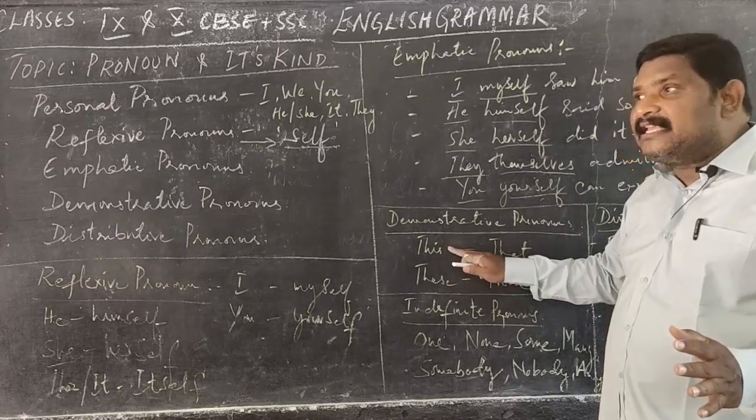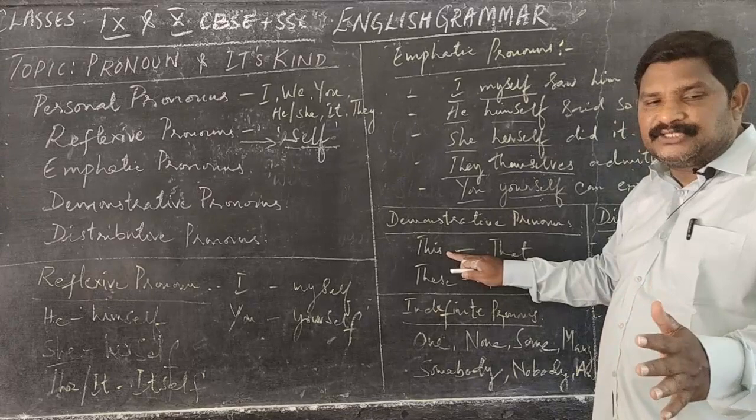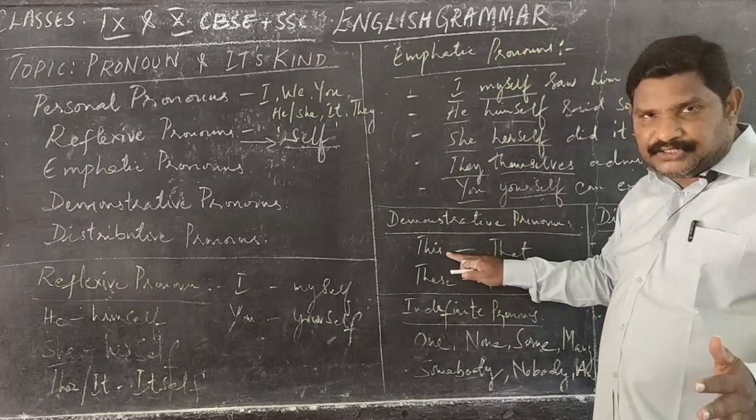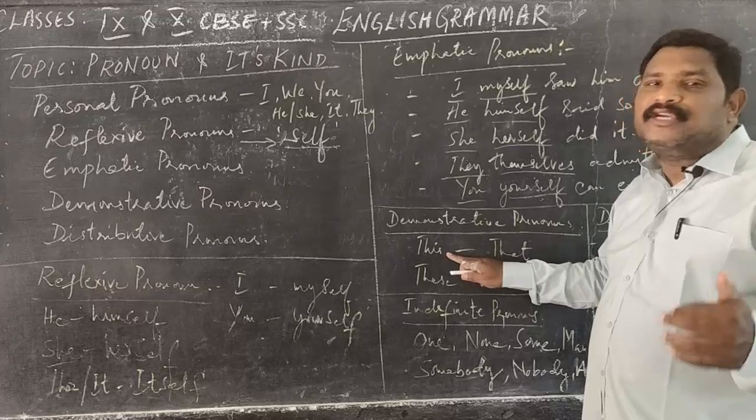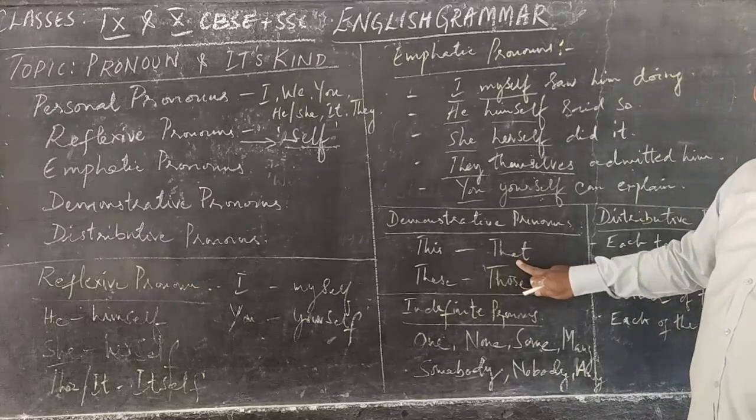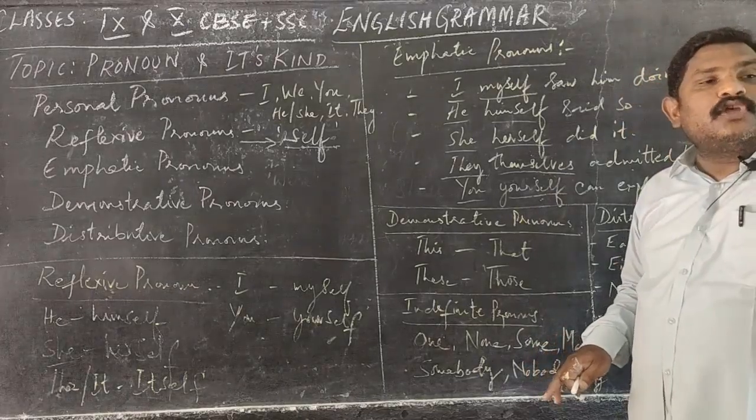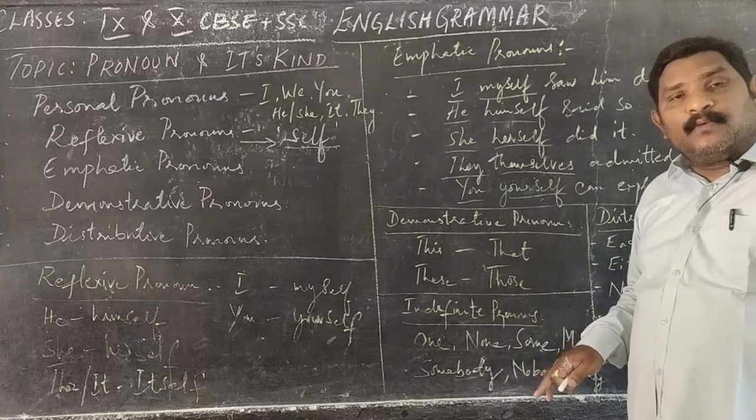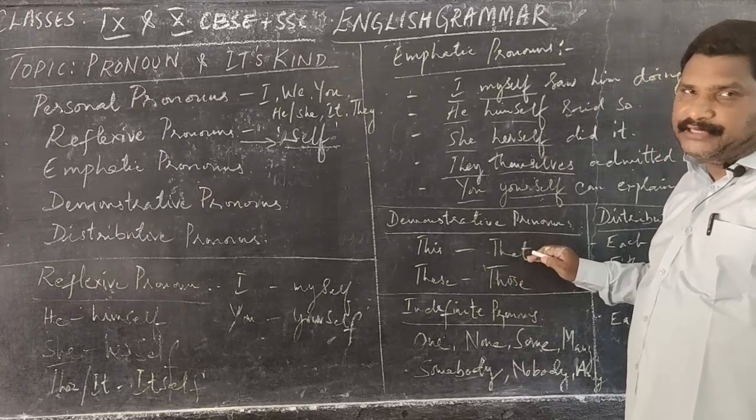This. That. If I say this is a bench, this is a book, this is a duster, this is a box, this is a table. Now this refers to singular objects which are nearby. That is a demonstrative pronoun normally used to refer to objects which are far off. That is a tree, that is a door, that is a wall. This and that both refer to singular objects.